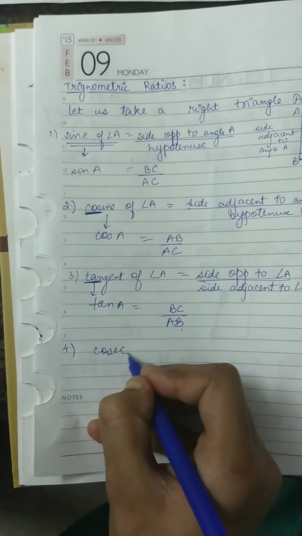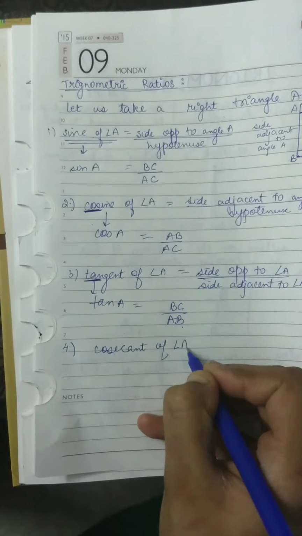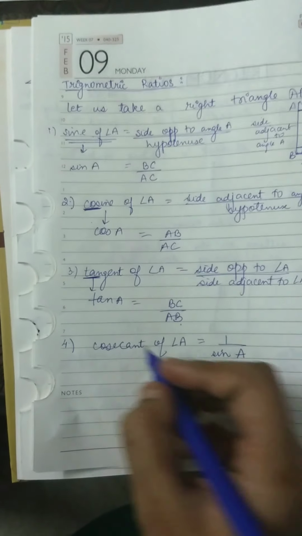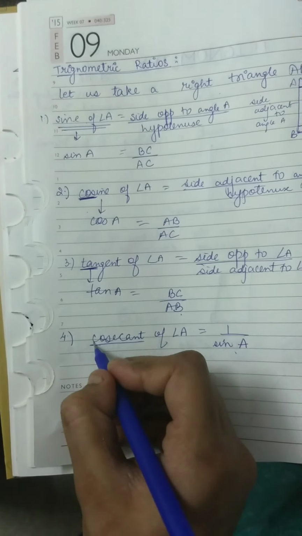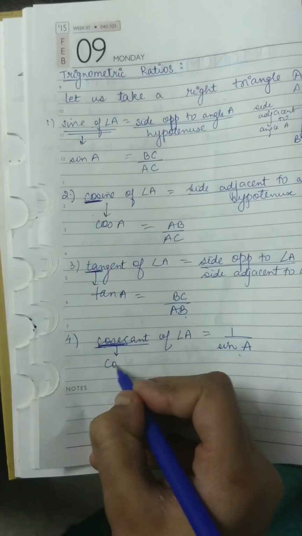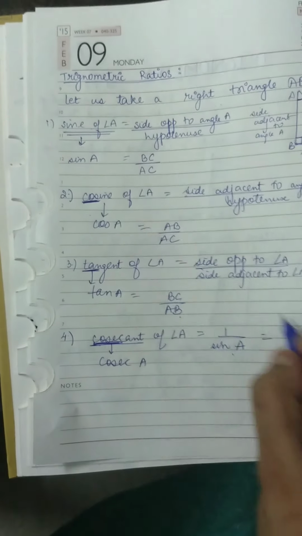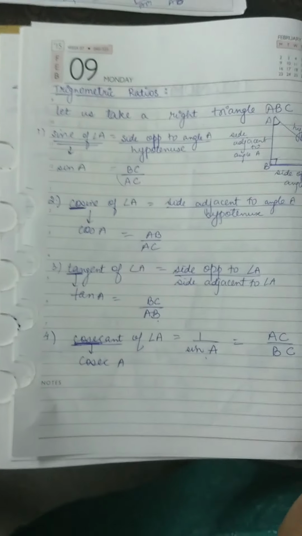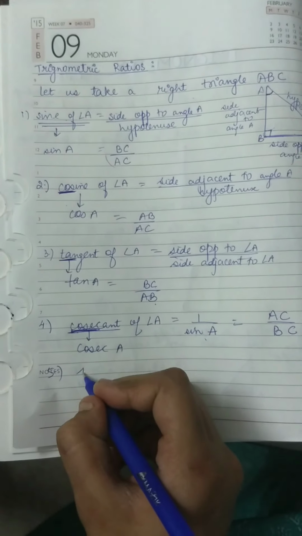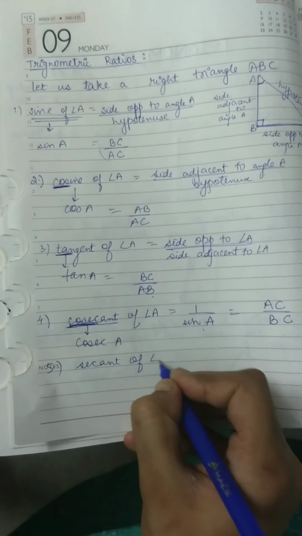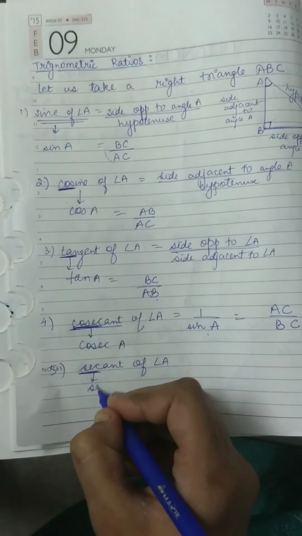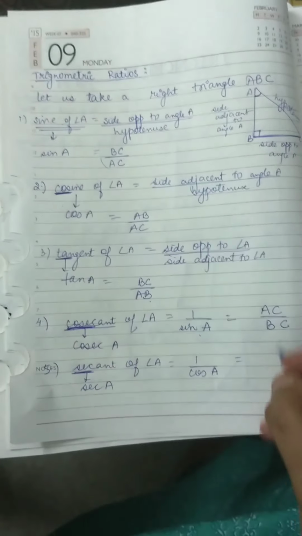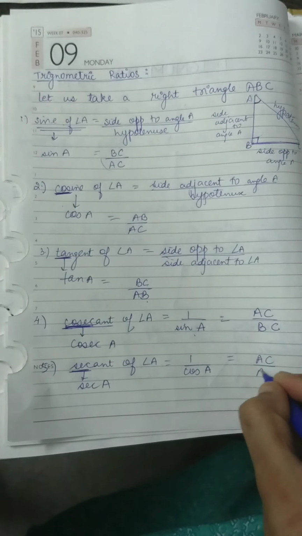Now cosecant of A. Cosecant of A is the reciprocal of sin A. Cosecant can be written as cosec A. So cosec A is equal to 1 upon sin A. Sin A is BC upon AC, so the reciprocal will be AC upon BC. Fifth is secant of A. Secant of A, short form sec A, is equal to the reciprocal of cos A, which is AB upon AC. The reciprocal will be AC upon AB.